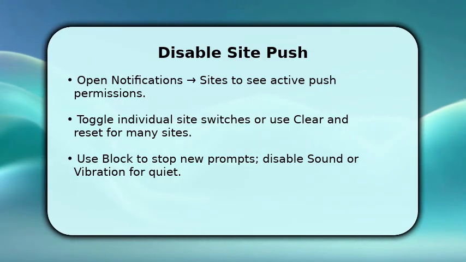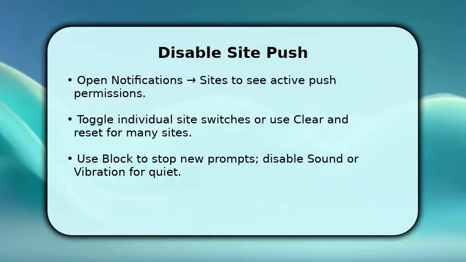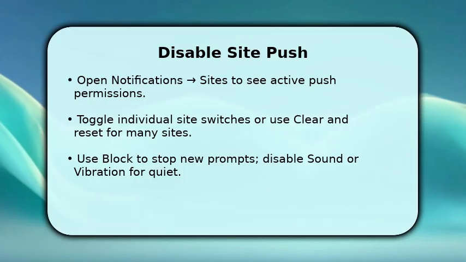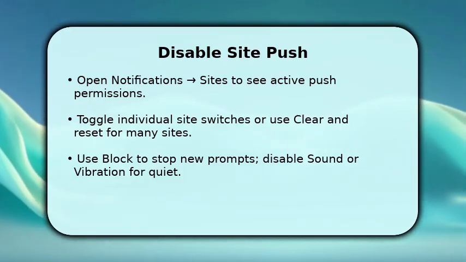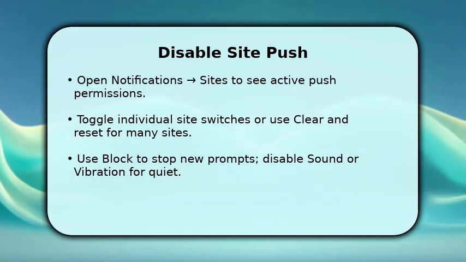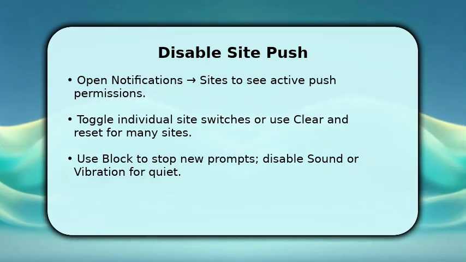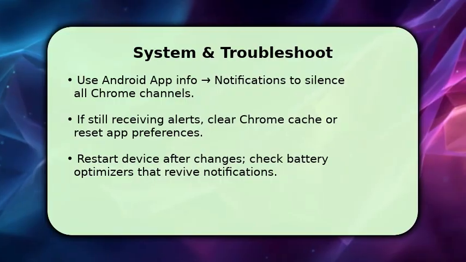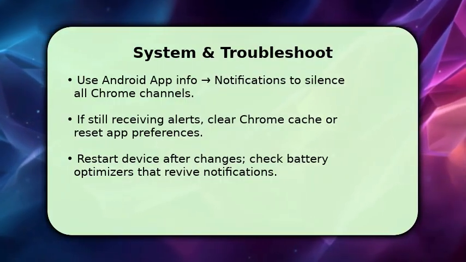You'll see a list of sites allowed to send push messages. Tap a site and choose Block to stop it immediately. Once blocked, Chrome won't prompt that site again. If many sites are allowed, use Clear and Reset to revoke all permissions, then re-enable only those you trust to reduce future noise. Finish by checking Android system notification channels to ensure nothing slips through.